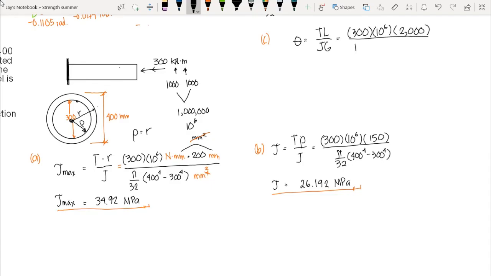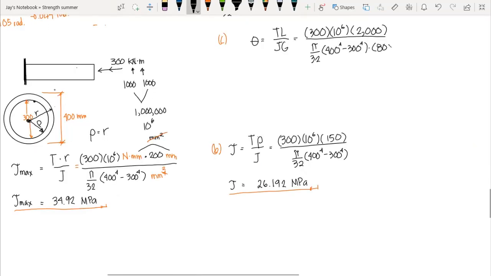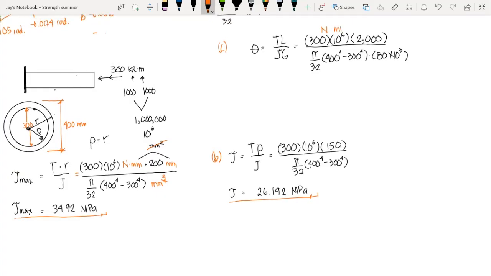Since again it's hollow, that is pi over 32 times 400 raised to the 4th minus 300 raised to the 4th, times the shear modulus. Since this one is steel, we have a shear modulus of rigidity of 80 gigapascal. So we have 80 times 10 raised to the 3, and for the units, this one is in Newton millimeter, this one is in millimeter, this one is in millimeter raised to the 4th, and this one is in Newton per square millimeter.